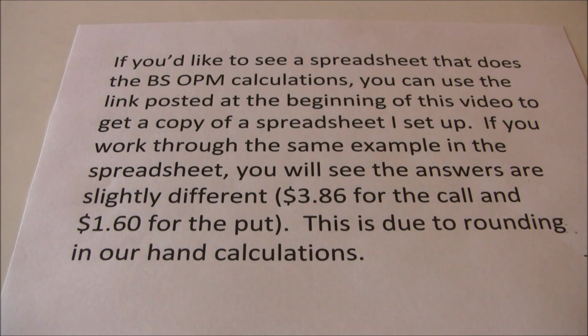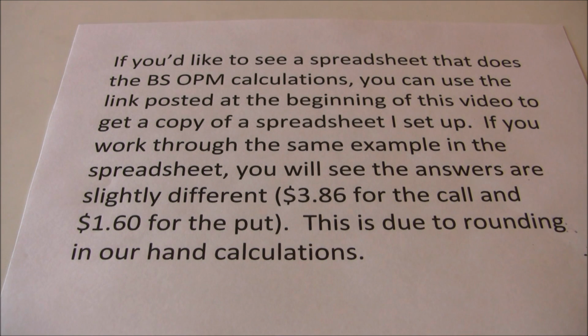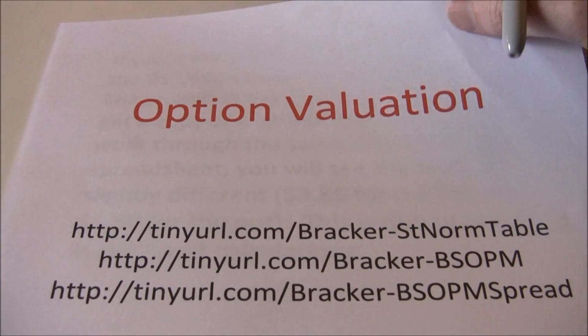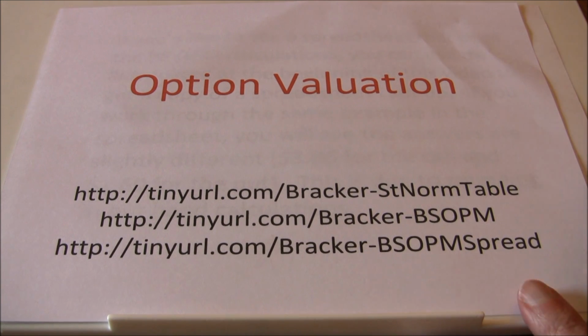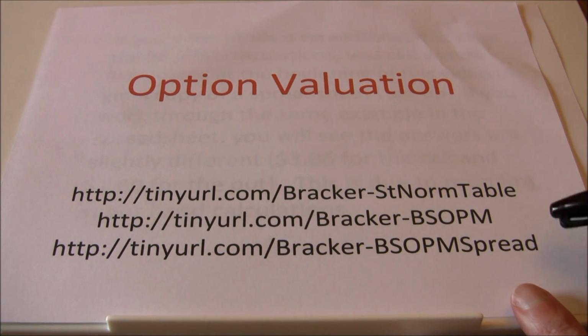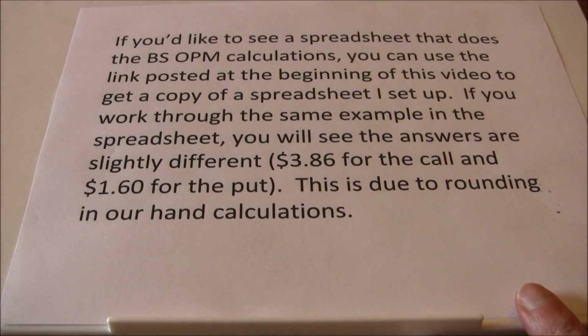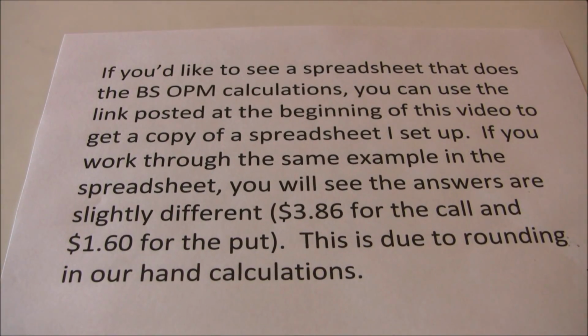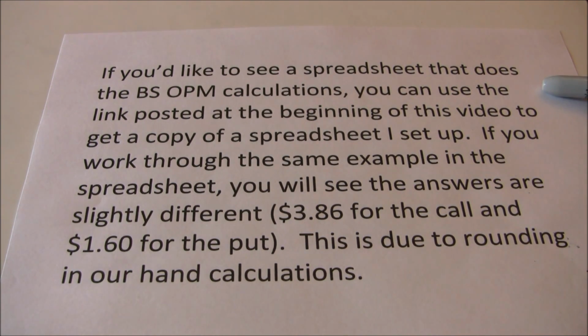There are probably lots of apps on your smartphone that you can download that do the Black-Scholes option pricing model for you. If you want to, I've got a spreadsheet up on Google Docs that I listed in our introduction point there. Just tinyurl.com/brocker-bsopm spread, and that's an Excel spreadsheet that you can plug those values in. So if you want to go through that spreadsheet, you can just download a copy of that spreadsheet and go ahead and run through the same calculations.